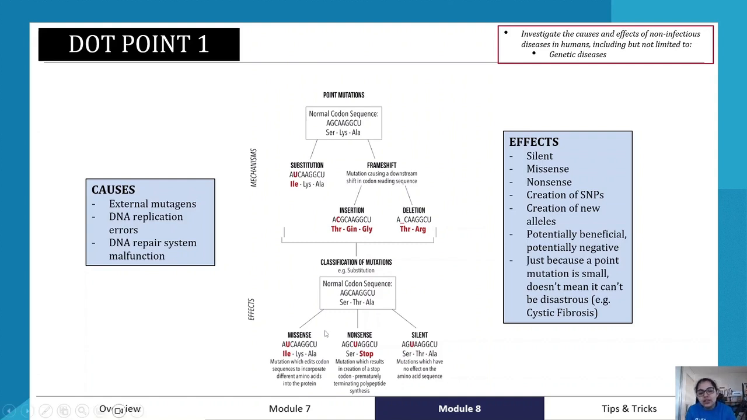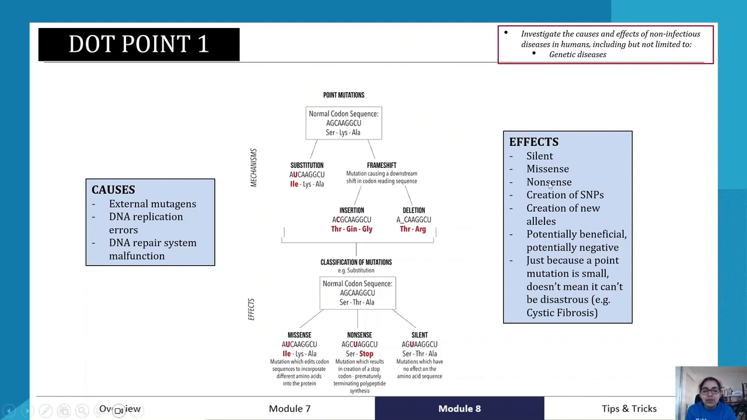Nonsense is when we are introducing a premature stop codon, and silent is when there is no effect of the mutation on the genome, because here we replace the C with a U. However, it's still going to lead to the same amino acid, so it's not actually causing any issues to the genome. So causes: external mutagens, DNA replication errors, and also when we see issues with the repair system, the DNA repair system not working.